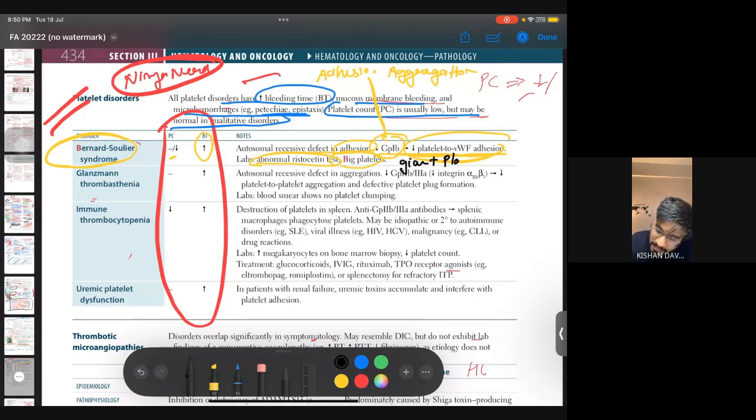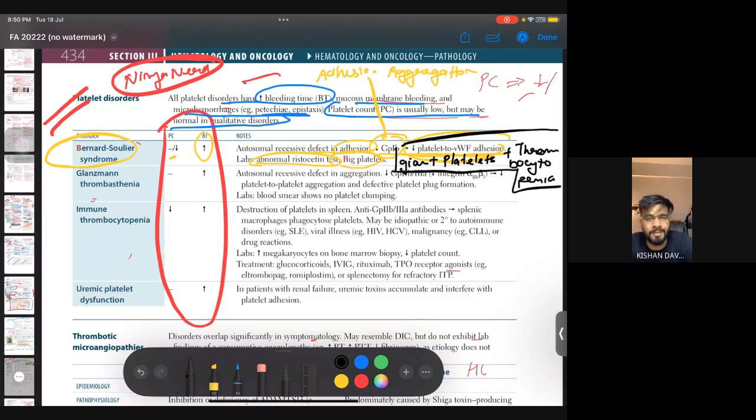Giant platelets plus thrombocytopenia. Okay, if you get this, giant platelets plus thrombocytopenia, the question is talking about Bernard-Soulier syndrome. Okay. Moving ahead, we have Glanzmann thrombasthenia.